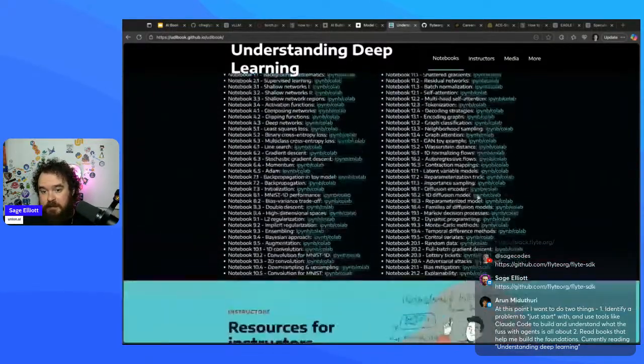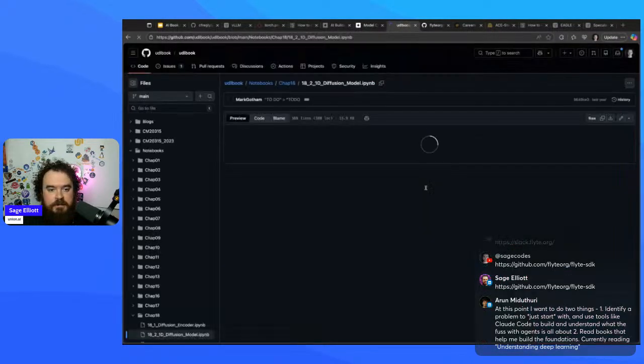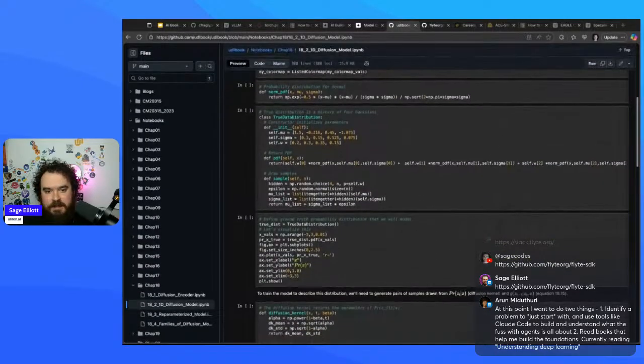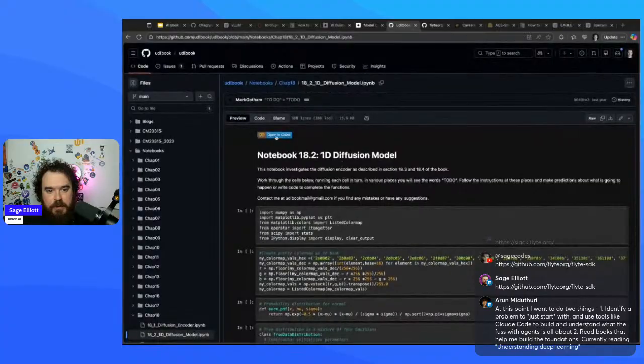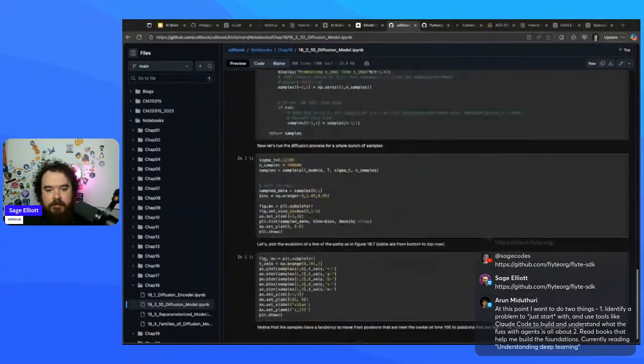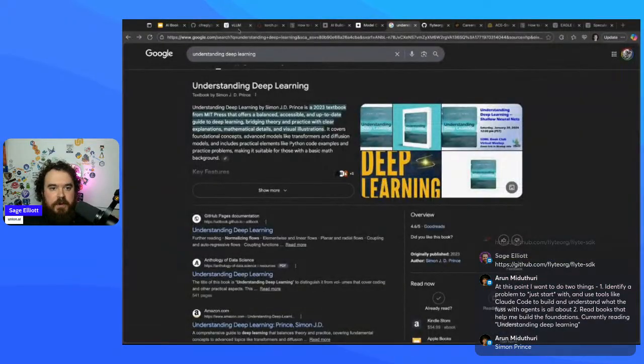Also, if it's one the group might want to go through later, we could. 1D diffusion model. I love hands-on books. This looks fun. Cool. And you can open in Colab. Nice. This looks like a cool book. Thanks, I'll take a look at it. And actually, we'll bookmark it.